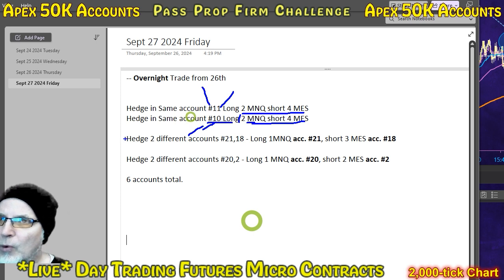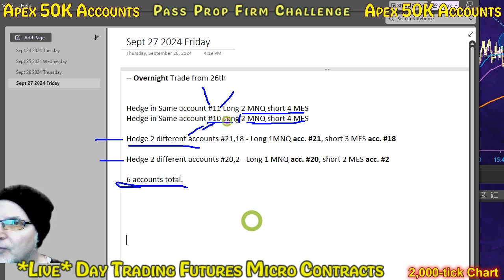Now I have 4 accounts. 2 accounts are hedged against each other, and 2 accounts are hedged against each other. So we have 2, 4, and 1 and 2 up here. That's 6 accounts total that we're affecting. In these 2 accounts that are hedged against each other, account 21 and account 18, they only have one position or one side in each account.